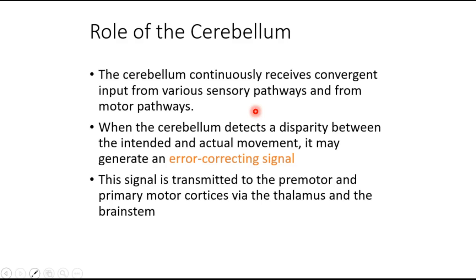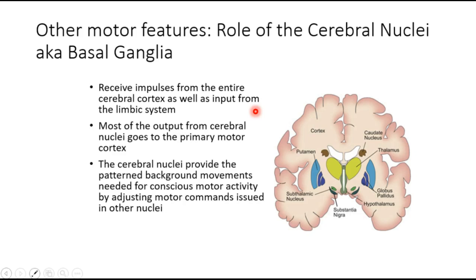So we had those olives that also were part of this pathway. We have a relay station in the thalamus for this, so go back and connect this idea to previous ideas that we have covered so far. There's one more motor area.